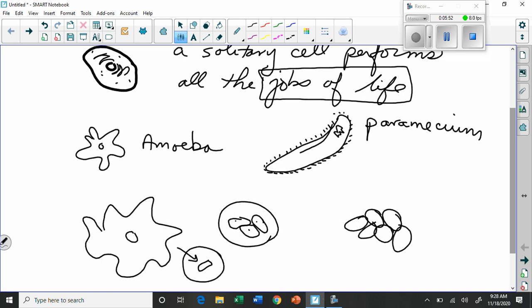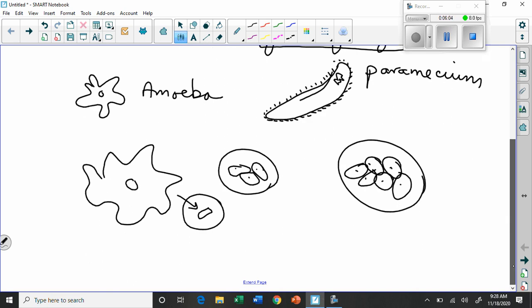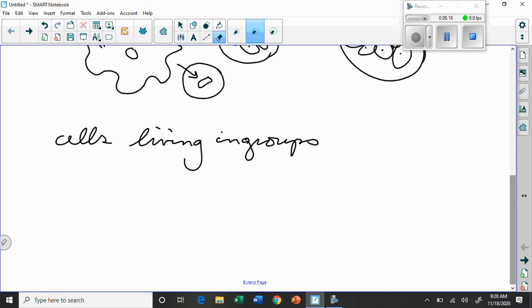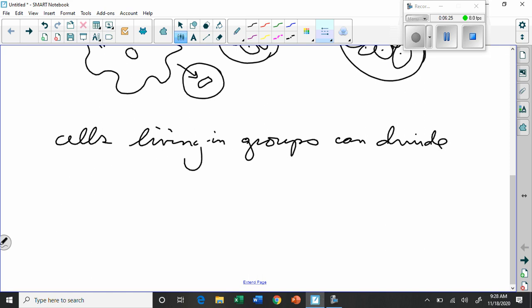So you can imagine that these particular cells right here that are living in this big group, they can afford to sort of divvy up the jobs. And when they do that, we call that cell specialization. So, cells living in groups. Cells living in groups can divide up the jobs of life.